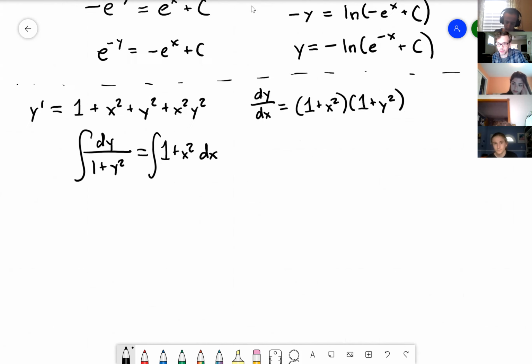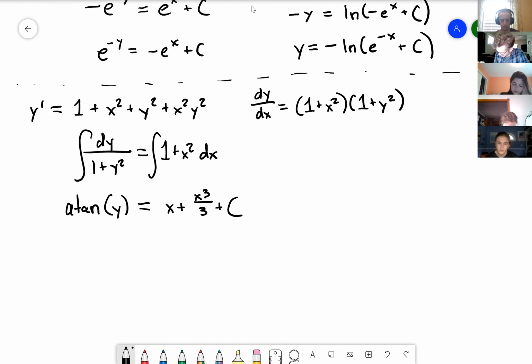I'll say that I probably wouldn't have remembered that if I hadn't looked it up this morning before class. So actually, that's one I should remember. That's really a useful one. So on the left-hand side, we'll have arctangent, which I'll write as atan y. And on this side, we'll have x plus x cubed over 3 plus some constant.